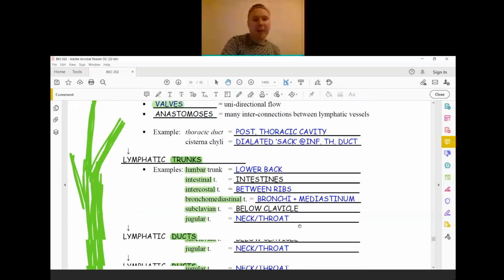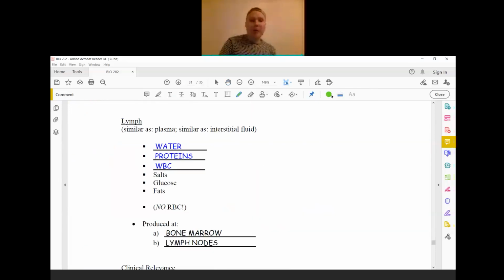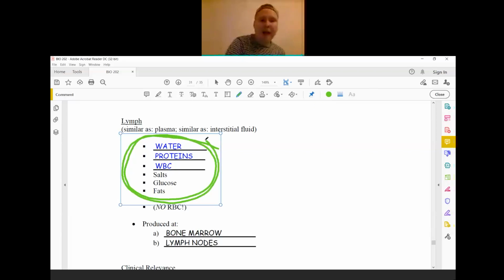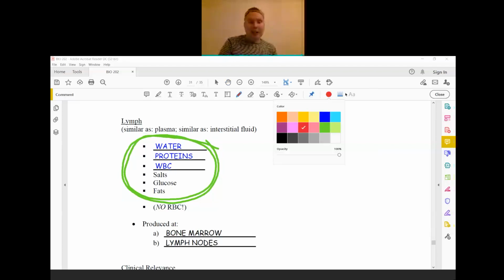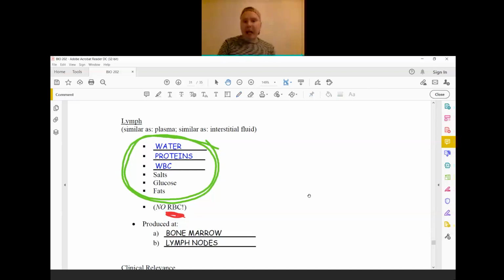Lymph, in terms of what is lymph made of? Well, lymph is made of all the same stuff as your plasma, with the exception that plasma, of course, doesn't have white blood cells. So we have water, we have proteins, and we have white blood cells. One thing that you should never see in the lymph is red blood cells. So if you look at the lymph, it's kind of a whitish, milky color, opaque, transparent. But we should never see red in that. And lymph was produced in the bone marrow and lymph nodes.